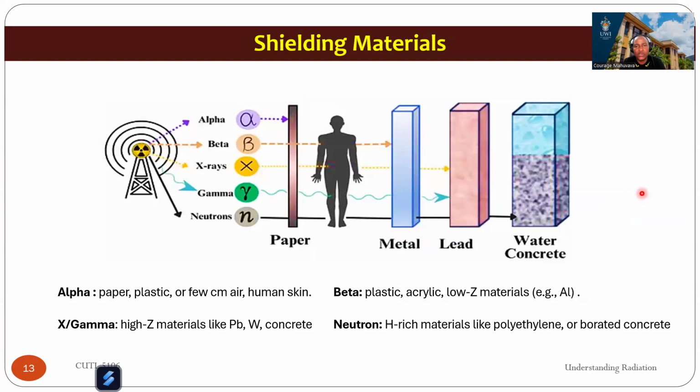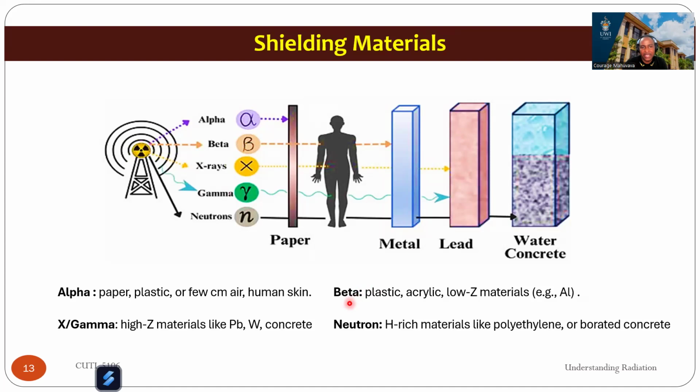How can we shield ourselves from radiation? Well, this depends on the type of radiation. If it's alpha radiation, then we can stop it easily. Alpha radiation is pretty easy to shield, as it is not that penetrating. This is because it's heavy and it's charged. So it can be stopped by plastic, paper, or even air.